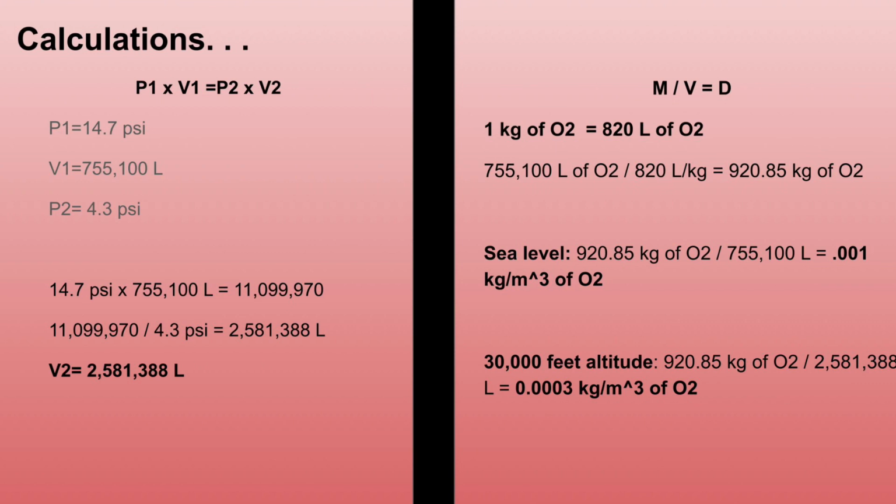But at 30,000 feet, I used the same method and I got 0.0003 kilograms per cubic meter of O2 because of the increase in volume due to Boyle's law, which means that the air is so sparse that it's not hospitable for life.